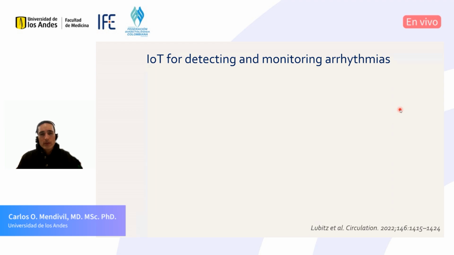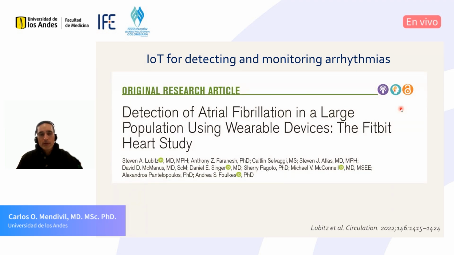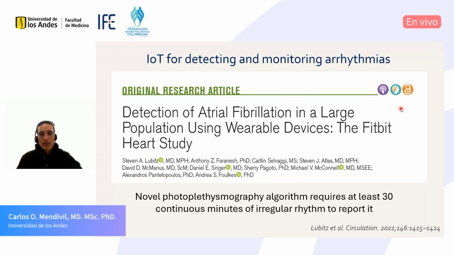Also, in the field of cardiology, IoT has been used to monitor arrhythmias, particularly atrial fibrillation. This is a huge study of over half a million people who used the Fitbit accelerometer. This is a watch device, or a wrist device, that is basically an accelerometer. It's used in sleep medicine and in fitness medicine, but here it was used for the detection of atrial fibrillation.